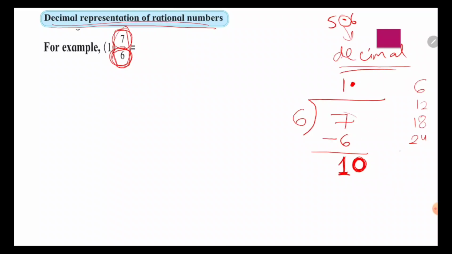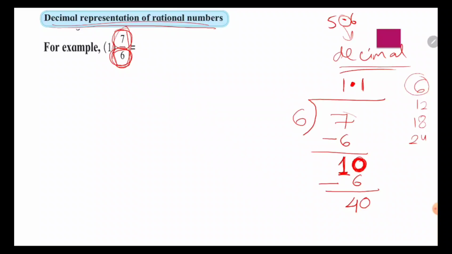Now there is no 1 in the 6 table, so I will write 0 from my own side. There was no 0 over here, so I put it on my own. Whenever I put a 0 here for the first time, I put a point over here. Now I can see that even 10 is not coming in the 6 table. So what is coming lesser than 10? 6. So I'll write 6 ones are 6. Now 10 minus 6 will be 4. So I'll write 4. Now I'll add a 0 again, because there is no 4 in the 6 table.